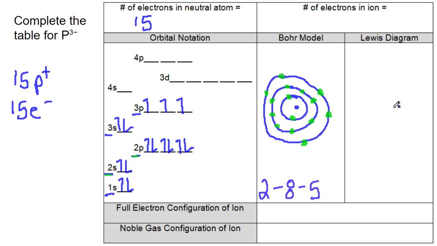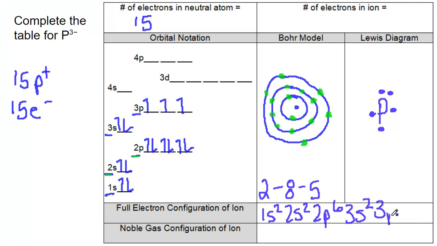To draw the Lewis diagram for phosphorus, element P, the outermost S and P's, so 3s and 3p, are our outermost S and P's, and then there's a total of 5 valence electrons there. Okay, the full configuration for the neutral atom based on the orbital diagram would be 1s2, 2s2, 2p6, 3s2, and 3p3.